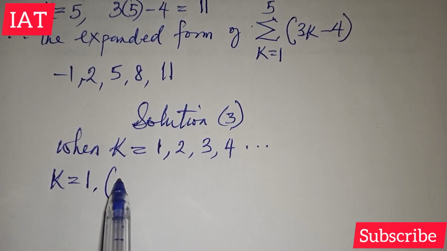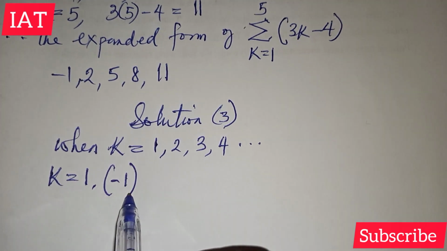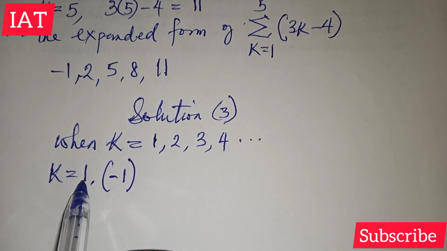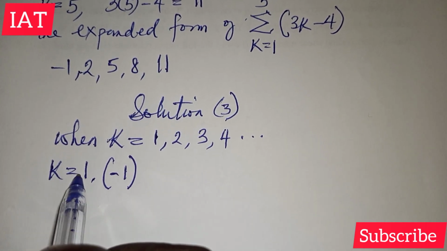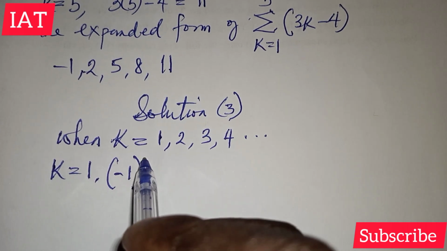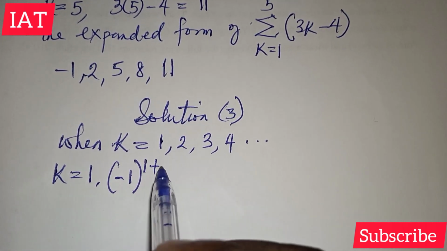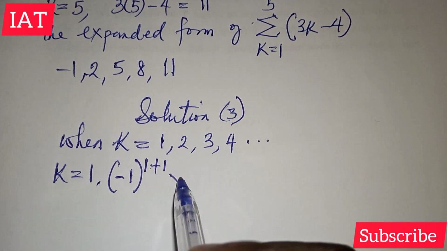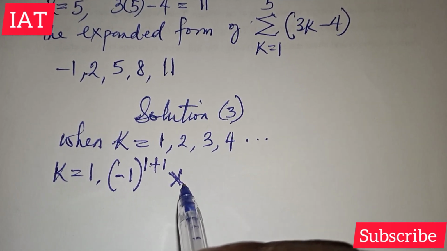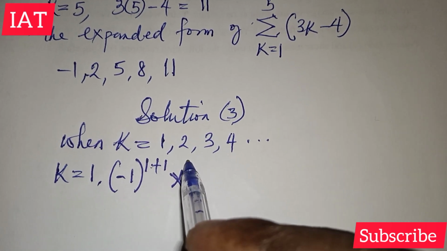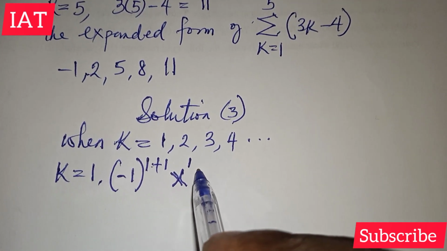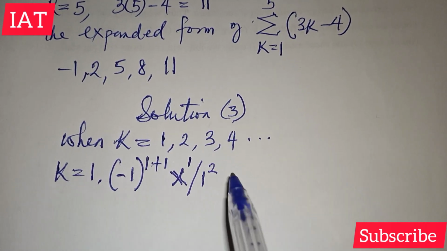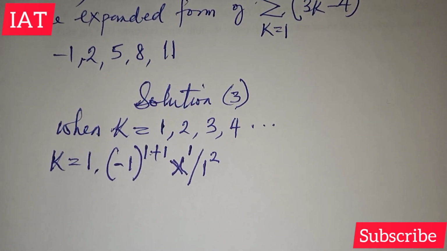So we have minus 1, and remember, whenever you see k, replace it with 1. So we have 1 plus 1. Here was k from the formula, and here is x. Please make sure you write this as x, and then x to the power of k, which is x to the power of 1, all over k squared, so that would be 1 squared.